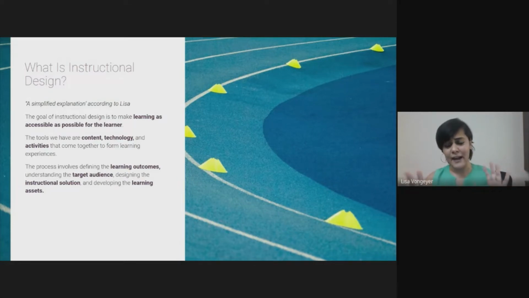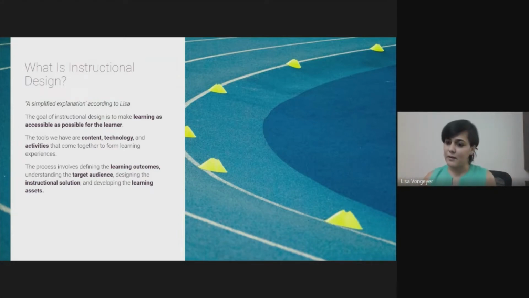At a very high level, it starts with defining your learning outcomes. So what do you want to achieve? When you say, I want this learning to be accessible, what is it that you want to achieve? Who is your target audience? If you don't know who you're training, how will you make sure that the learning is relevant and accessible to them? Then you design your instructional solution, which is how do I achieve this?